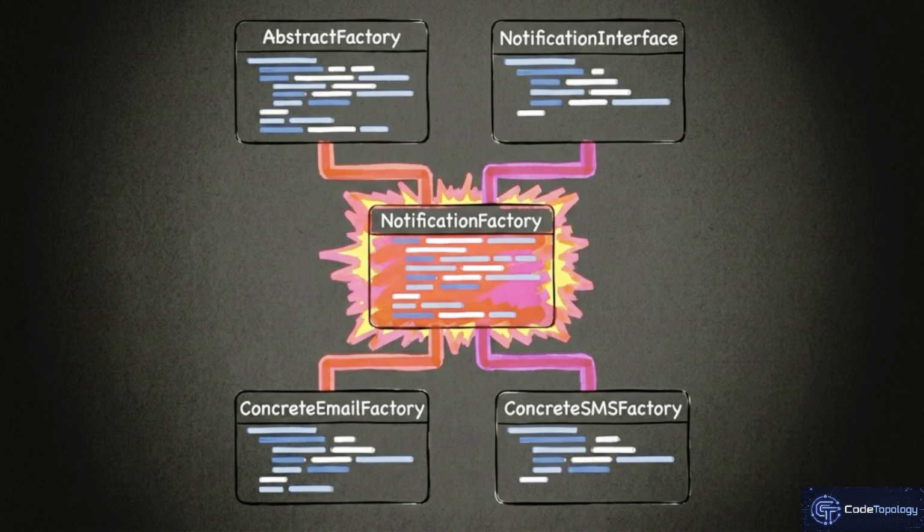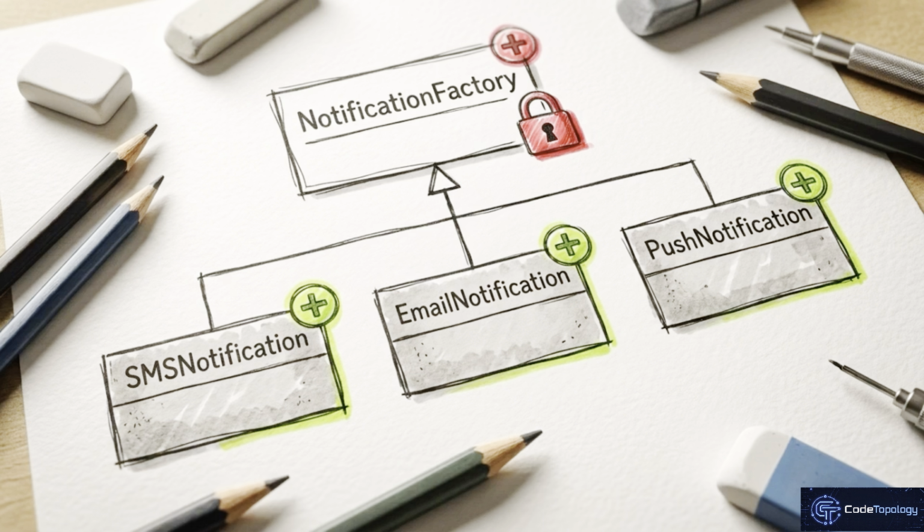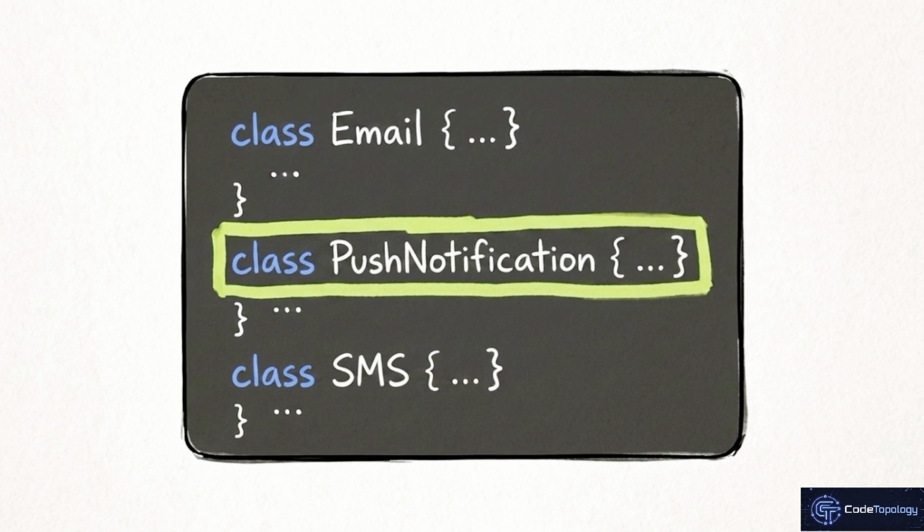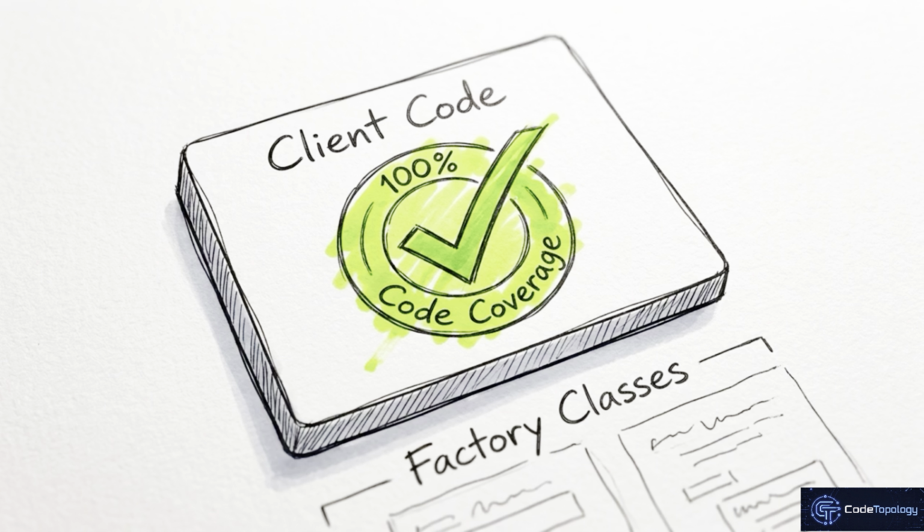Follow the glowing dependency lines. The client request flows through the abstract factory down to the concrete creator, which instantiates the specific product. Flexibility is achieved through inheritance, and the specific variant is fixed at compile time. Because we built this structure, if a new requirement demands push notifications tomorrow, you simply slot in a new subclass. You never modify the existing tested client code.